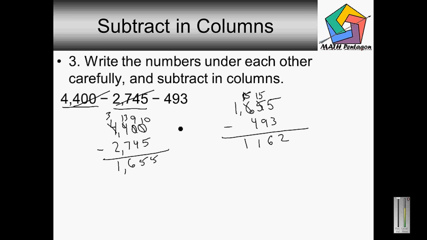So the final answer throughout this whole subtraction problem is 1,162. So this is the final answer to this problem right here. So let's now move on to a few exercise problems so we understand the concept of what we are doing here.